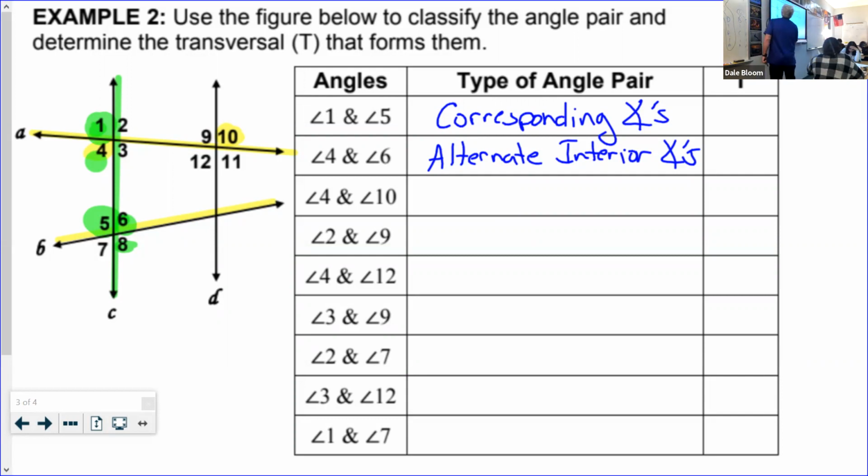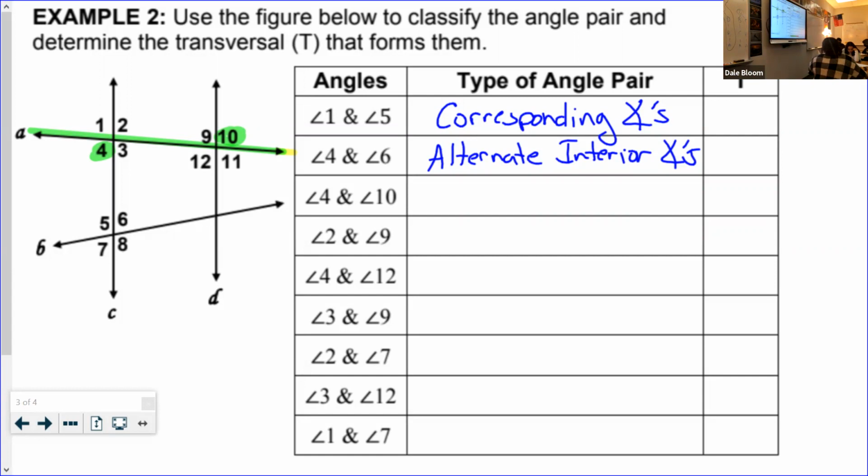So I'm going to get rid of this. Let's go back to this. So angle 4 and angle 10, which line do they share? Which line are they next to? Well, they're both next to this line right here. This is their transversal. So you identify the transversal by the shared line. Okay? That green line, that's their transversal.